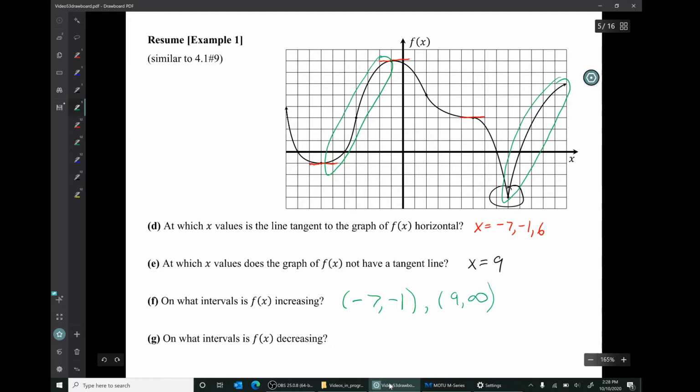Notice those are intervals. Those are not x-y pairs. This does not refer to a location on the graph. When x is -7, the y value is -1. It's kind of a strange coincidence, but it's talking about the portion of the graph from x equals -7 to x equals -1.